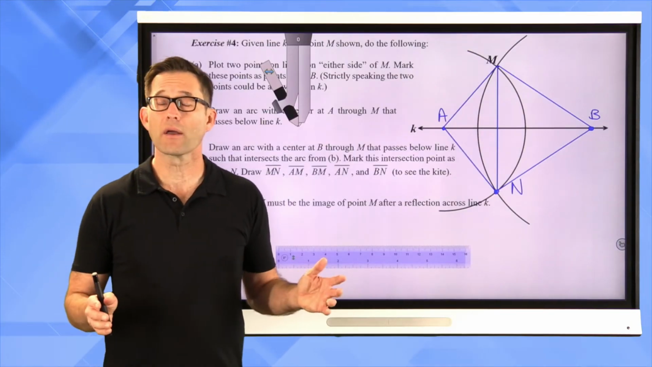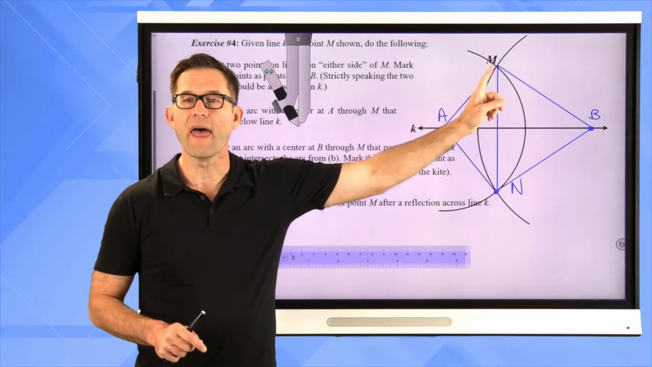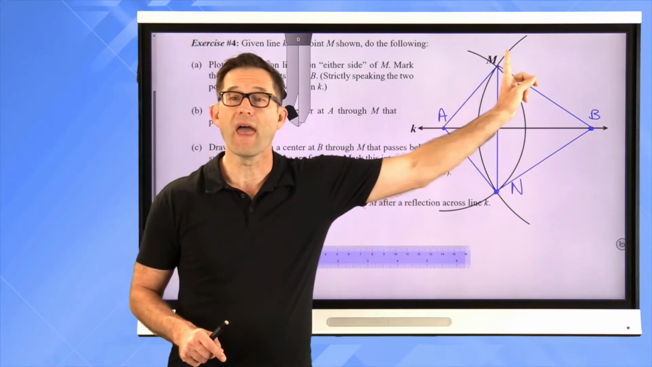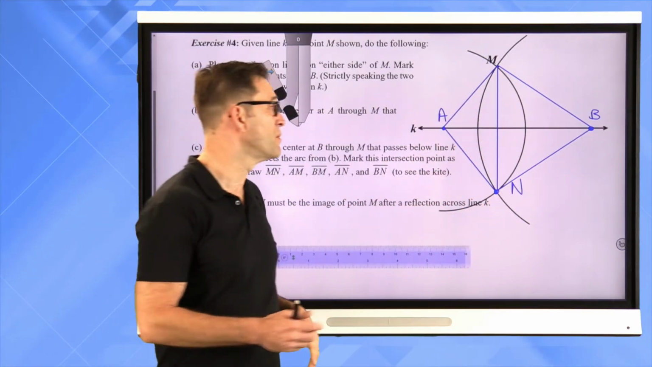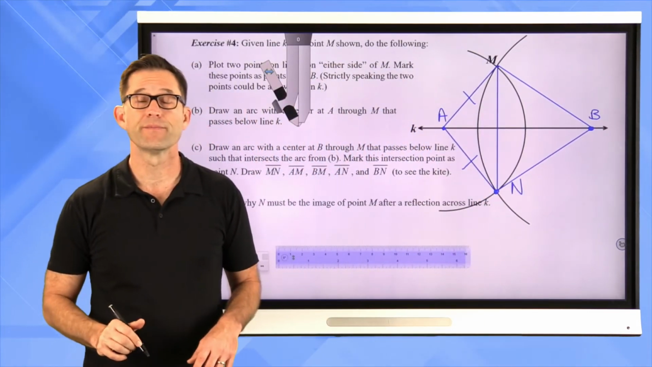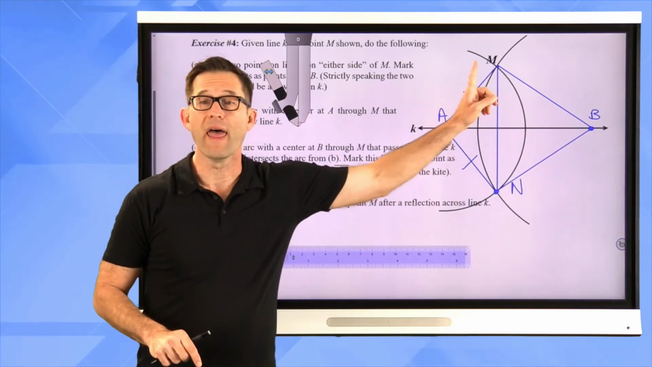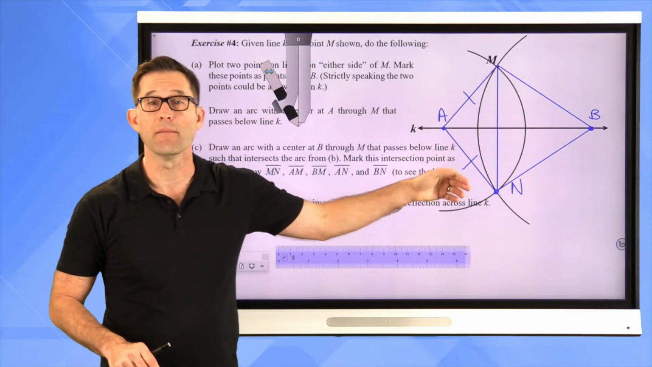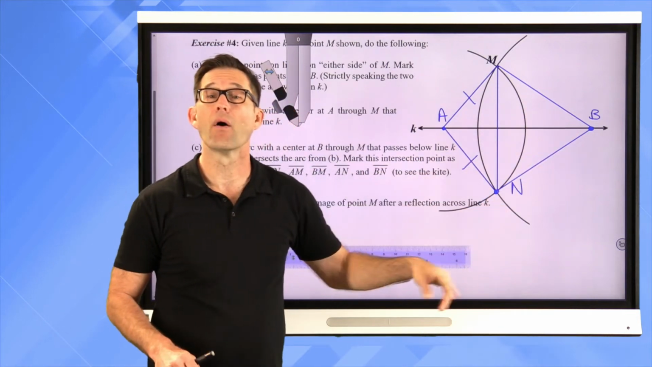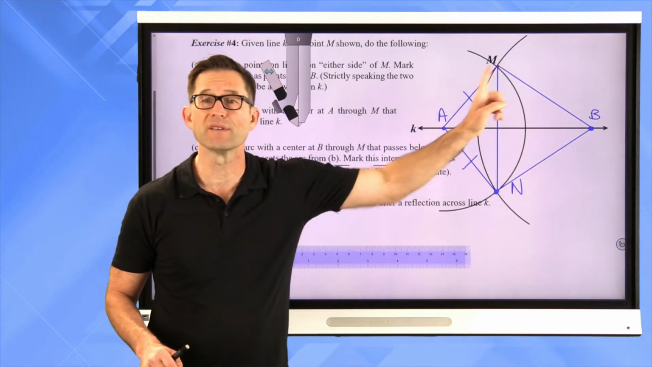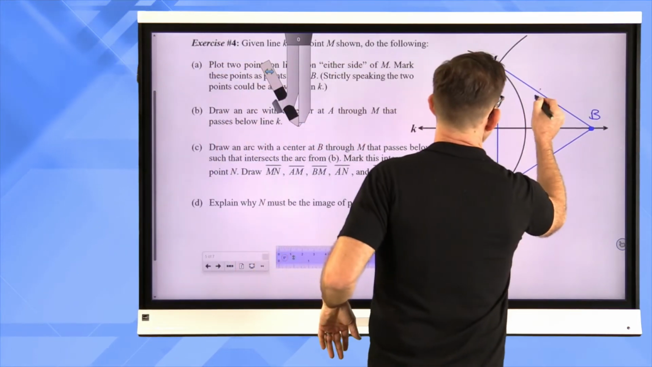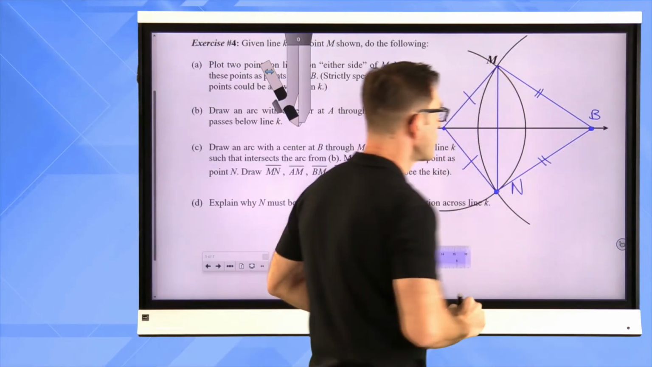All right, well, let's talk about it a little bit. First, notice that M and N are on the same arc that is centered at A. That means that AM and AN must be the same length. Now notice that M and N also lie on the same arc that's centered at B, which means BM and BN are also the same length. They're not the same length as AM and AN. They could be, but they certainly don't have to be, but they are the same length as each other.